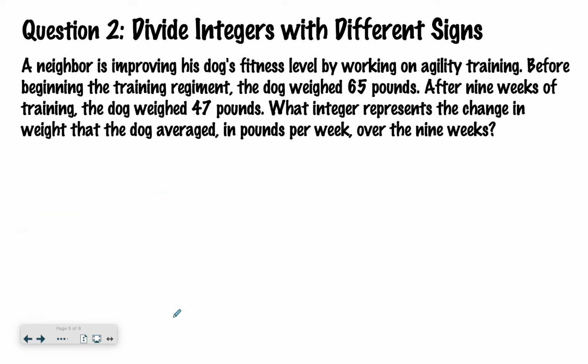All right, question number 2. This is one that I'm going to have you solve on your own, and I'm going to read it first. A neighbor is improving his dog's fitness level by working on agility training. Before beginning the training regimen, the dog weighed 65 pounds. After 9 weeks of training, the dog weighed 47 pounds. What integer represents the change in weight that the dog averaged in pounds per week over 9 weeks? I'm going to give you a hint right before I give you a chance to try this problem on your own. First, before you divide, you have to find out how many pounds the dog lost. So find out how many pounds the dog lost before you continue solving this problem. Good luck.